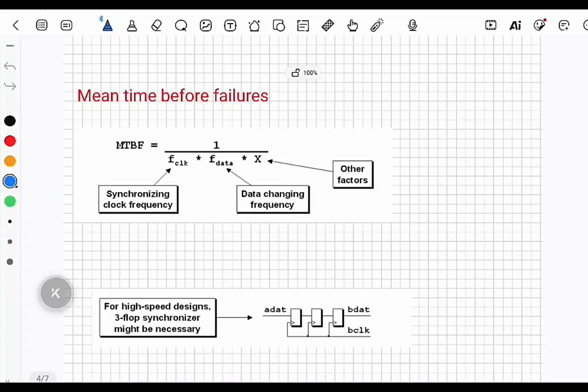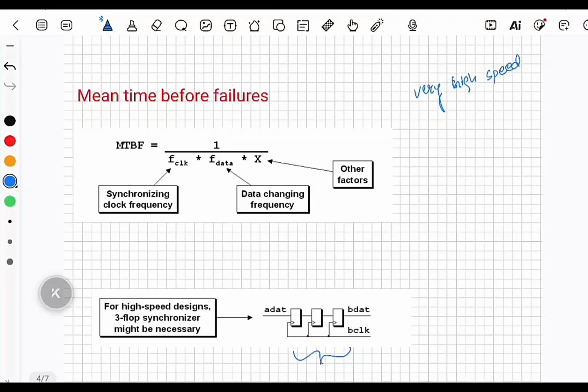Sometimes the signals don't settle within that time. So there's something called mean time before failure. This is a calculation. Some designs, which are very high speed designs, require more than one stage of synchronizer. You can see here, this is a two stage synchronizer. I mean, three flops are there.